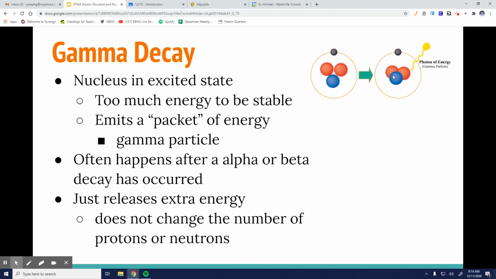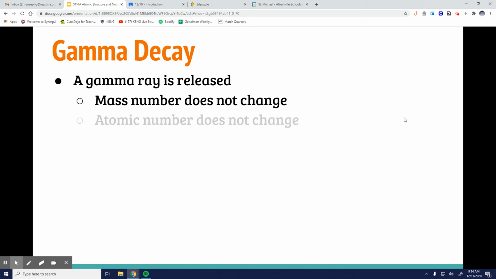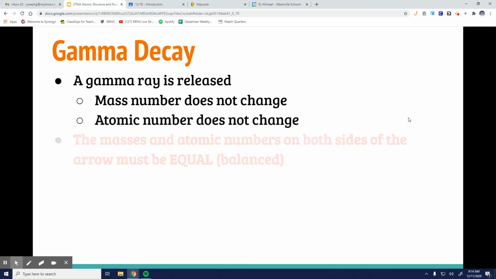So here would be an atom. It's excited. It gives off that photon of energy, the gamma ray. It's really a gamma ray. And then nothing changes to the atom other than it loses a little bit of energy. The gamma ray is released. The mass number does not change. The atomic number does not change.